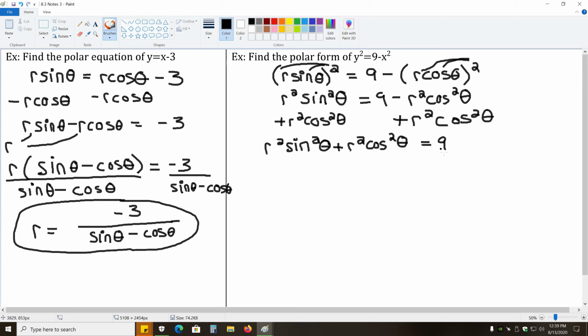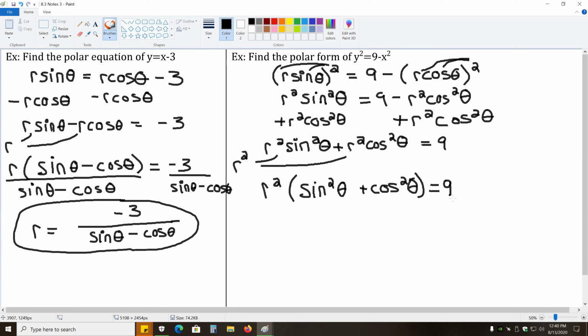equals 9. And just like last time, we're going to factor out the common r squared in this case, not just r, but r squared, which gives us r squared times sine squared theta plus cosine squared theta equals 9. And now what do you notice about this? Well, hopefully you should see sine squared theta plus cosine squared theta is just 1. That's one of our Pythagorean identities. So we get r squared equals 9.